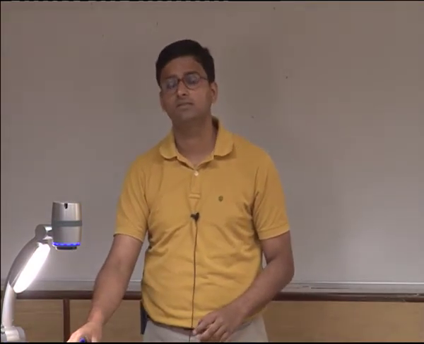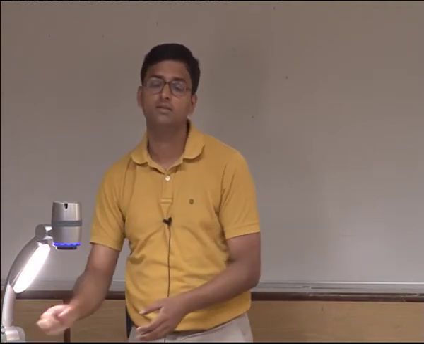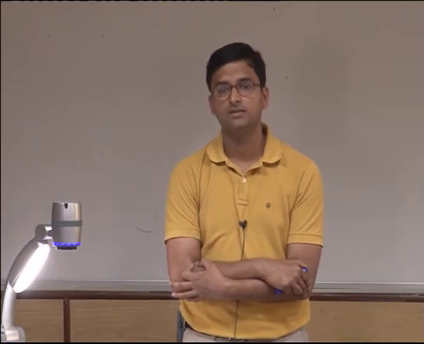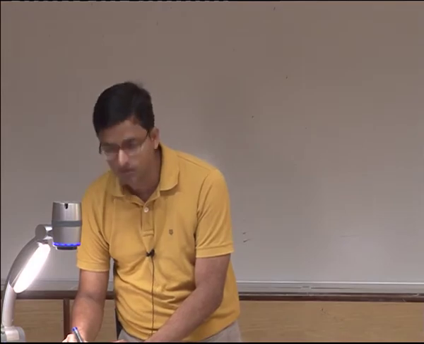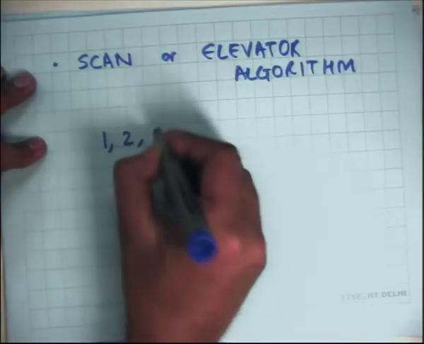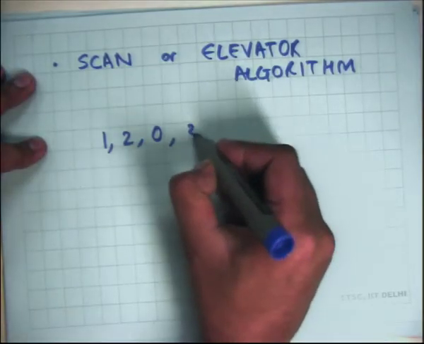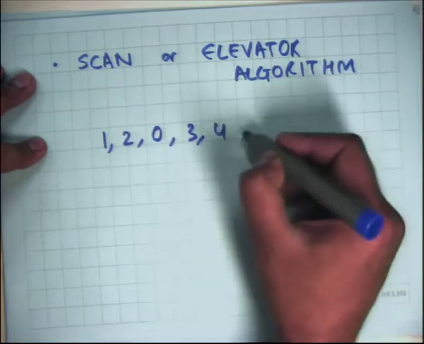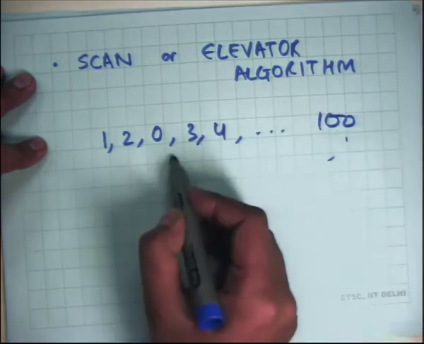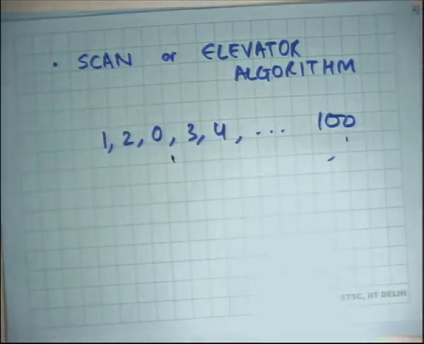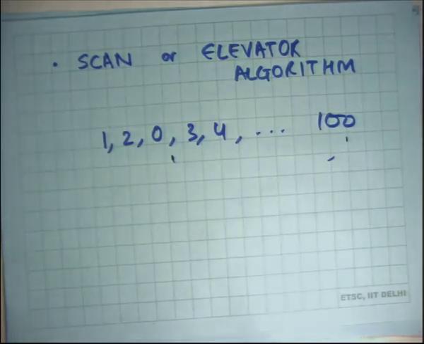Even in this case, starvation can happen. Suppose a request comes for 1, then a request comes for 2, then a request comes for 0, and then 3, 4, 5, 6, 7. Let me write it. So 1, 2, 1, 2, then 0, 1, 2, 0, then 3, 4, 3, 4, and so on, up to 100 maybe. So after 100 it's going to come back to 0, right? I mean, it cannot go on forever, basically.